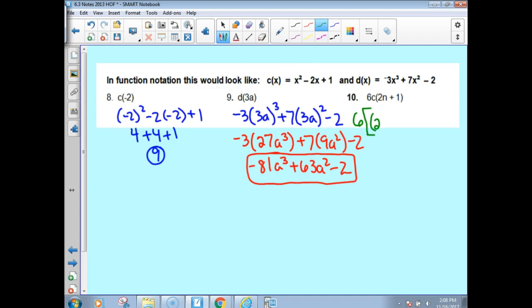My pen would start writing. All right, there we go. 2n plus 1 quantity squared. That's the first plug-in. Minus 2 times 2n plus 1. And then the function adds on 1 at the end, plus 1. And now we got to close the brackets up.